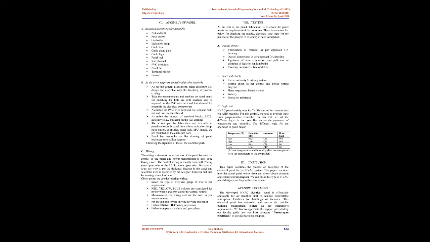The second part for fabrication and assembly in the panel enclosure is the panel door, where the indication lamp, push button, controller, panel lock, SFU handle, etc. are mounted on the enclosure door. The panel fan is assembled as per the GA drawing of the panel enclosure for cooling purposes. Check the tightness of all the assembled parts.